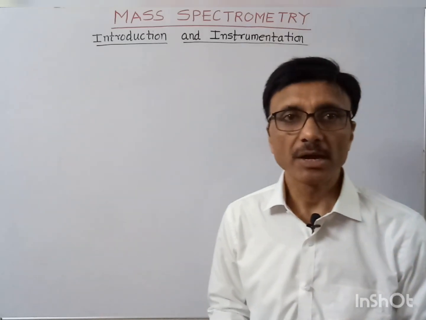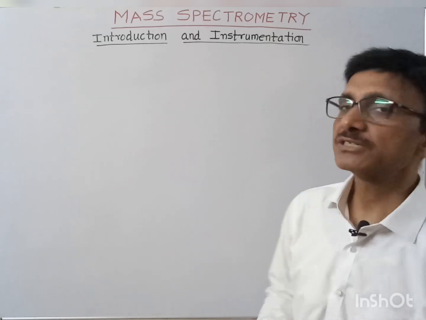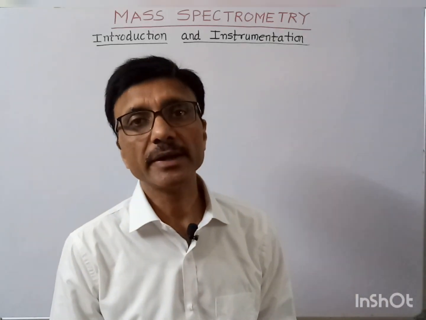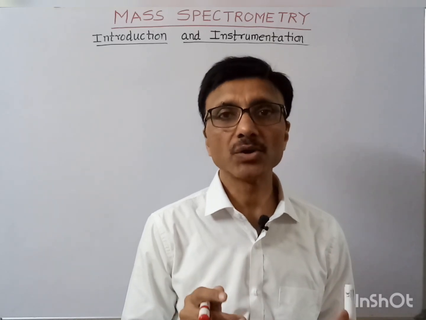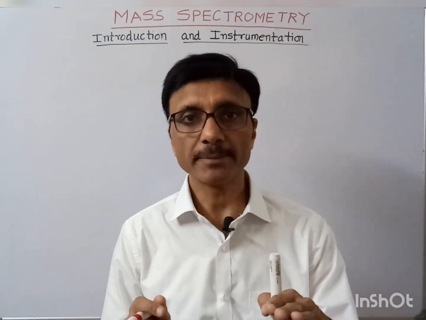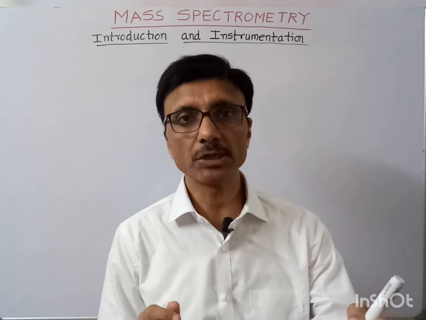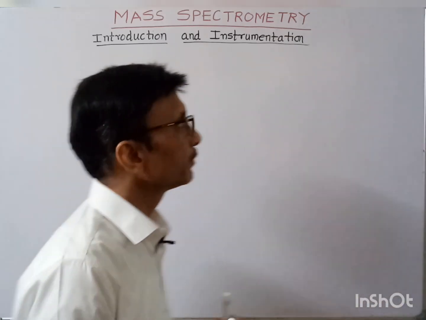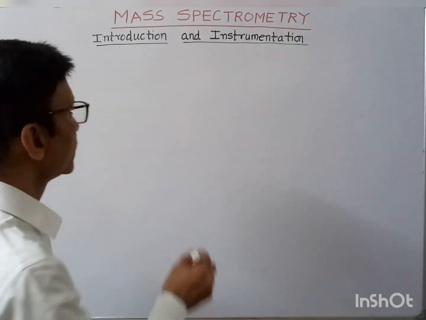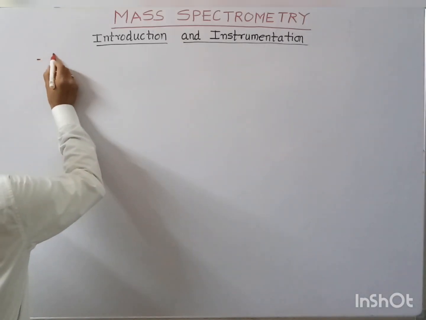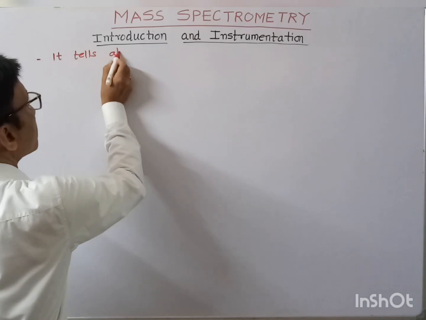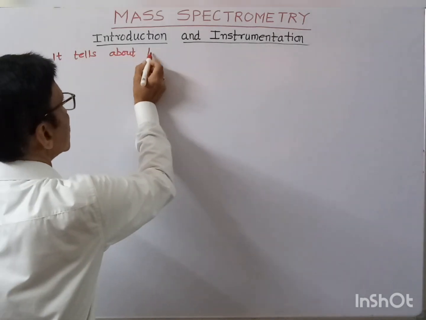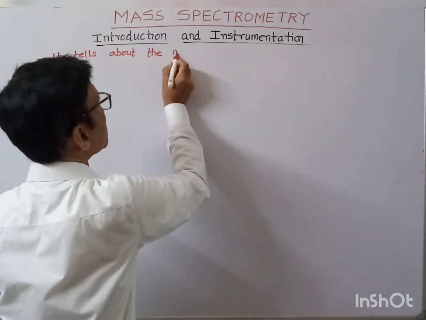But here in mass spectrometry, it tells about the molecular mass of an unknown compound up to a certain limit, suppose up to 1000 Dalton. So the main purpose of this technique is giving information about the molecular mass.